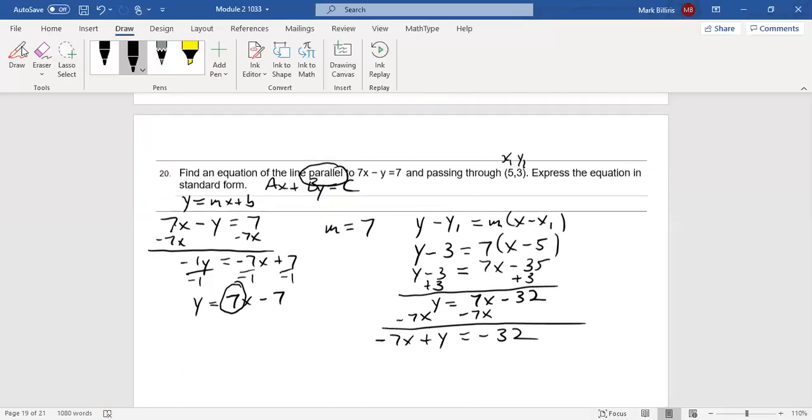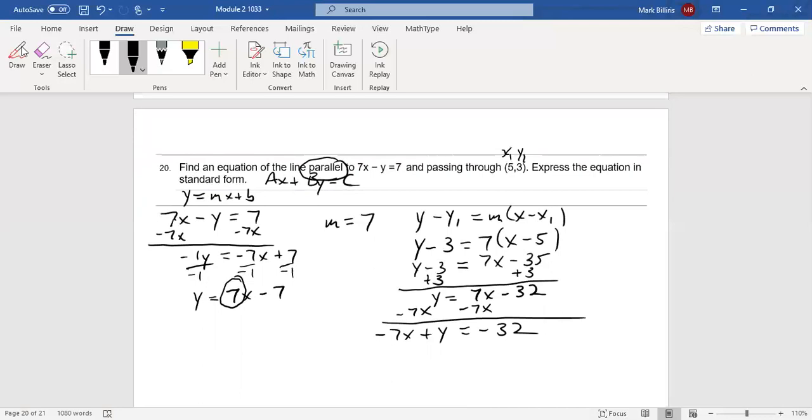In some cases, they may want the x to be positive. If your answer doesn't match a multiple choice item, you may want to multiply the whole equation by negative 1 in order to change the sign. So then this would become 7x minus y equals 32.